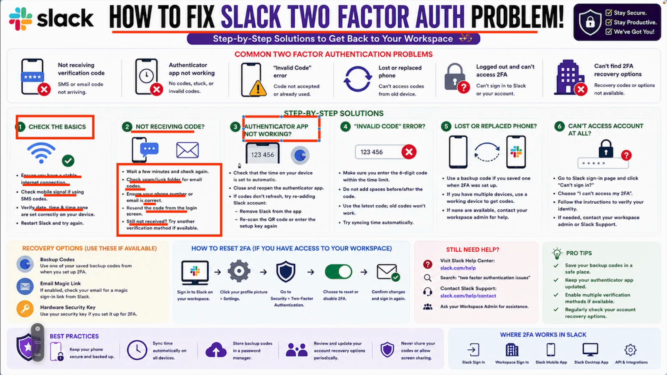If your Authenticator application is not working, then you might need to close and reopen the app, or even check the date and time settings and set it to automatic. If nothing works, simply uninstall and reinstall the application.